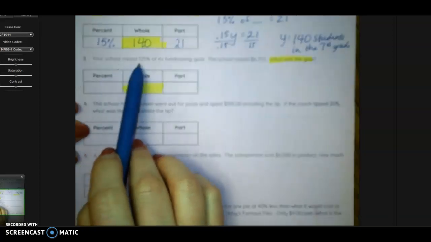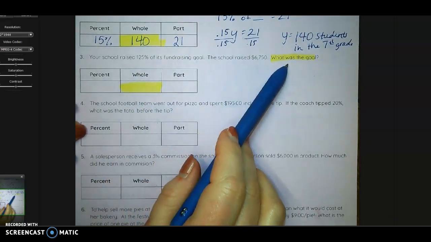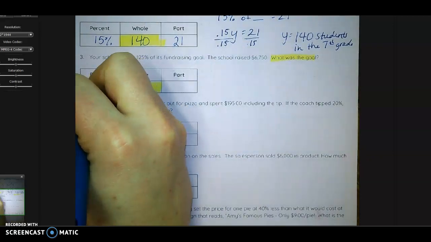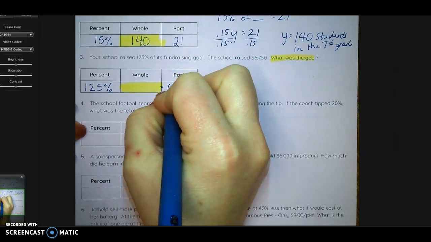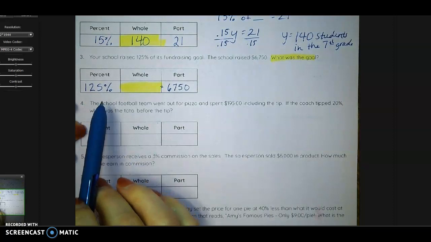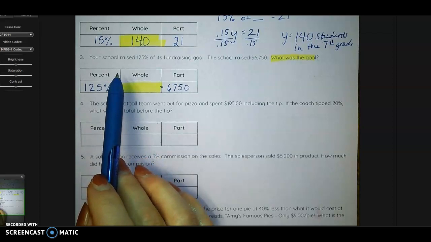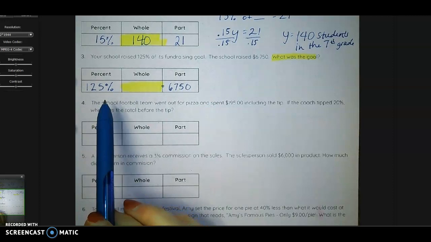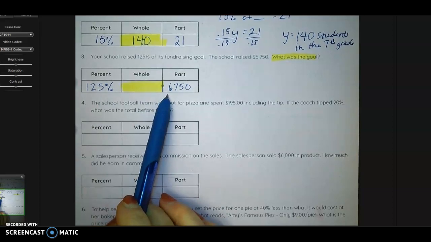This next one says your school raised 125% of its fundraising goal. The school raised $6,750. What was the goal? Well, I need to find 125% of something, and that was $6,750. You'll notice you raised more than 100% of your goal. So say your goal was $500. Well, if I raised 100% of my goal, if I met my goal, I would have raised $500. So obviously we've exceeded our fundraising goal. So our whole number here is actually going to be less than what we ended up with.